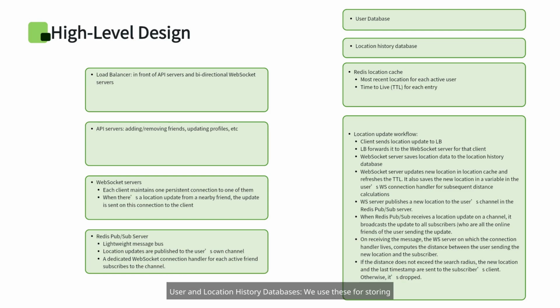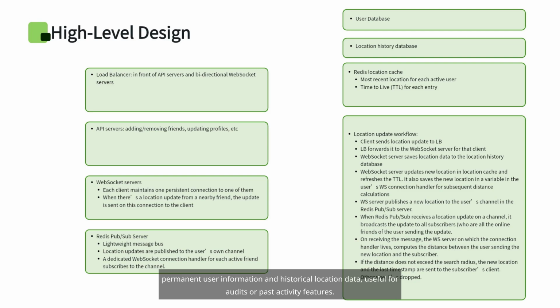User and location history databases. We use these for storing permanent user information and historical location data, useful for audits or past activity features. Redis location cache. This is where the most recent location for each active user is stored. Each entry has a TTL to automatically clean up stale data, keeping our system fast and relevant.